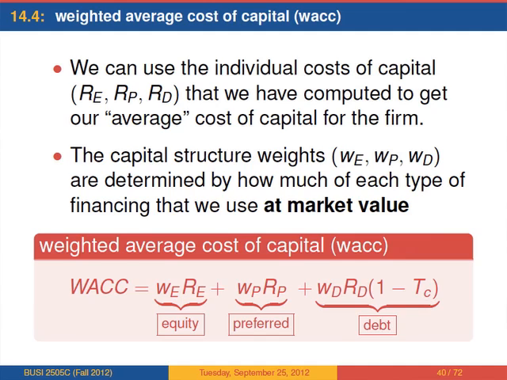Now, you don't just use a regular average, because if you had something that was 10% equity and 90% debt, it wouldn't make sense to add the two and divide by 2. So what you do is what's called a weighted average. The weights are based on the market value, not the book value.